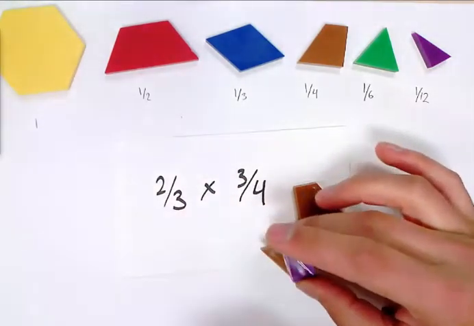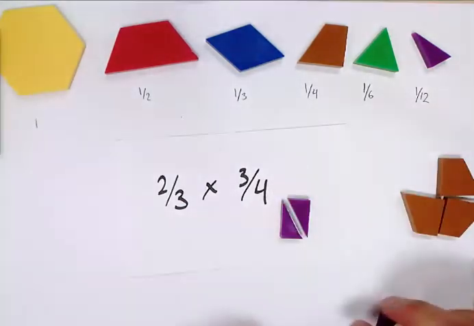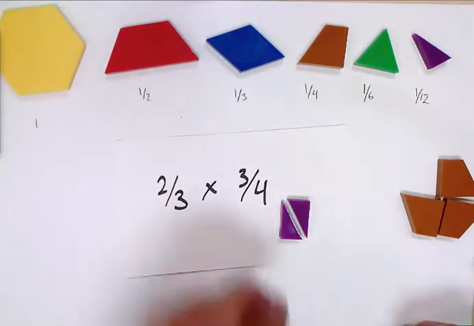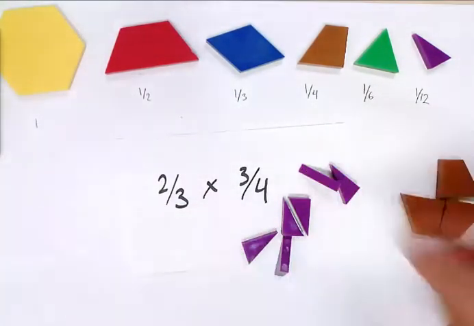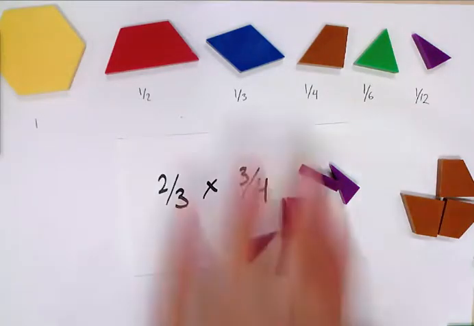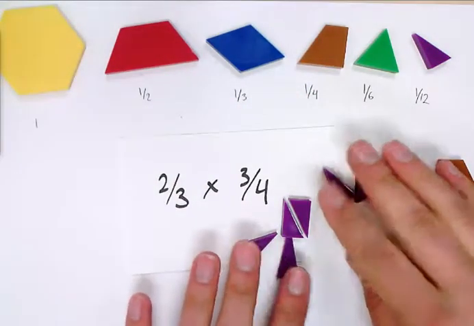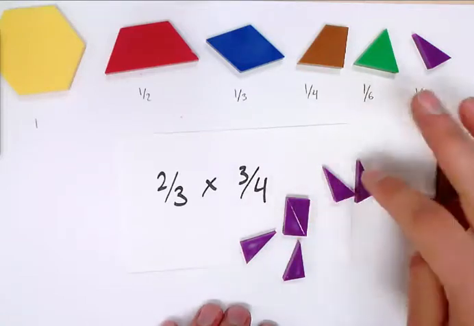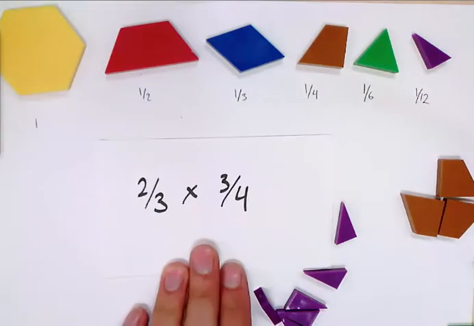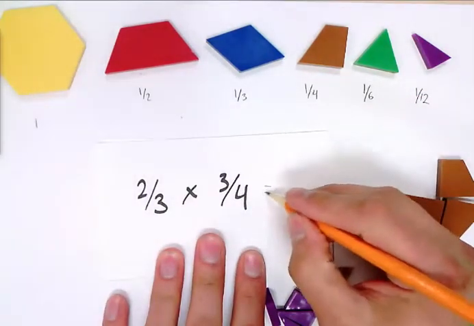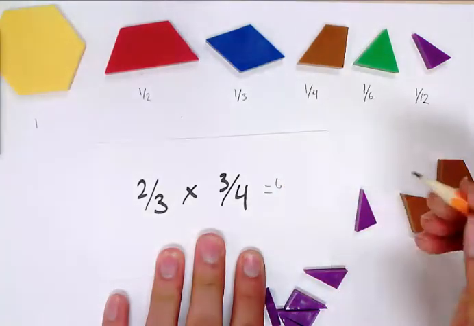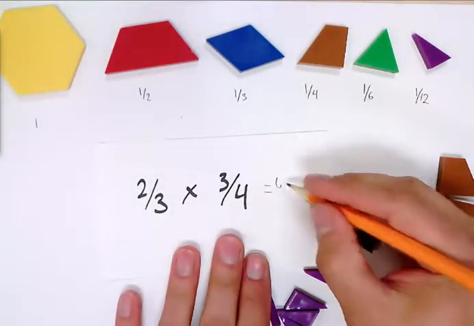Each of these are 2. So we have 3/4, so we're going to have 1, 2, and then 3. So altogether, I look at this, this here is equal to 1, 2, 3, 4, 5, 6, 6/12. Oops, sorry. Yeah, 6/12.